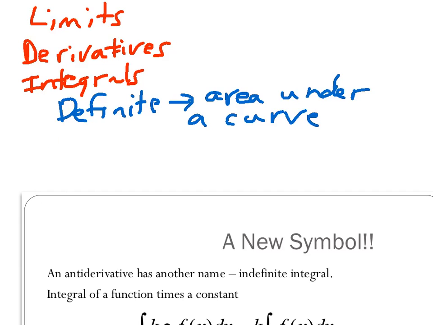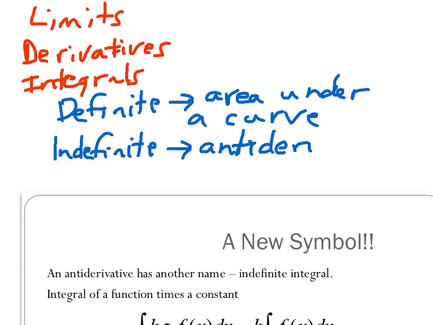The second type of integral, which we have not seen yet, is called an indefinite integral. But thankfully, this definition has a name that is very familiar to us, namely an antiderivative. So an indefinite integral is just a fancy way of saying go find the antiderivative. These two words are interchangeable. Okay? However, they do involve a new symbol.